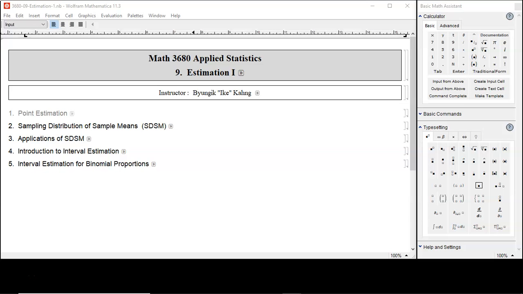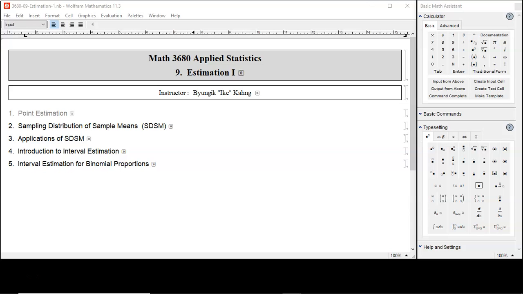Hello Math 3680 students, welcome back. We just had the midterm exam in week 8. Now let's go to the second half of the course. The second half of the course content begins from the theory of estimation.